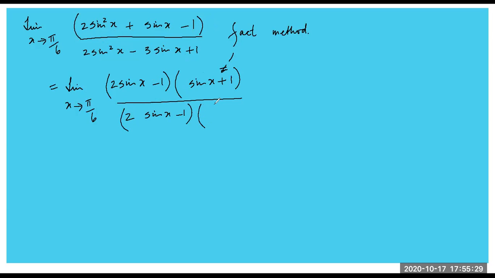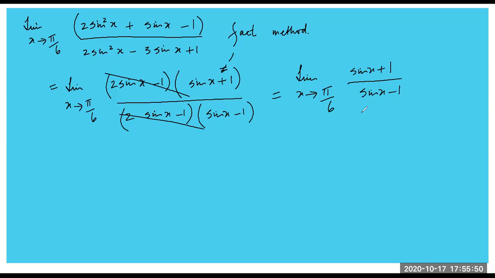Maybe one step is missing. You find out that step. It is sine x minus 1. All right, so it's very simple now. It is limit x approaches pi by 6. So this is cancelled. So this is sine x plus 1 divided by sine x minus 1. Very, very simple. So this is equal to sine pi by 6 plus 1 divided by sine pi by 6 minus 1.